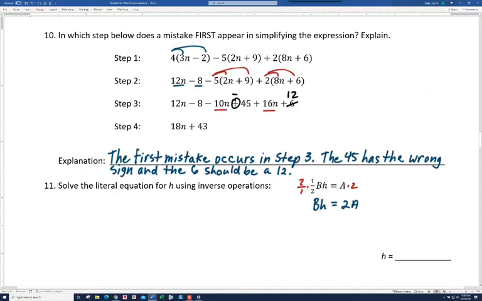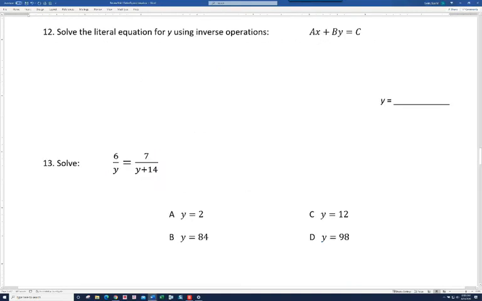So we need to get rid of that B, and it's B times H. So the opposite of multiplying by B is dividing by B. We're doing the inverse operation. Notice these B's are going to cancel, and you're left with H is equal to 2A over B. And so that's our answer here. So it was originally solved for A, now the equation is solved for H. All right, let's move on to the next problem.